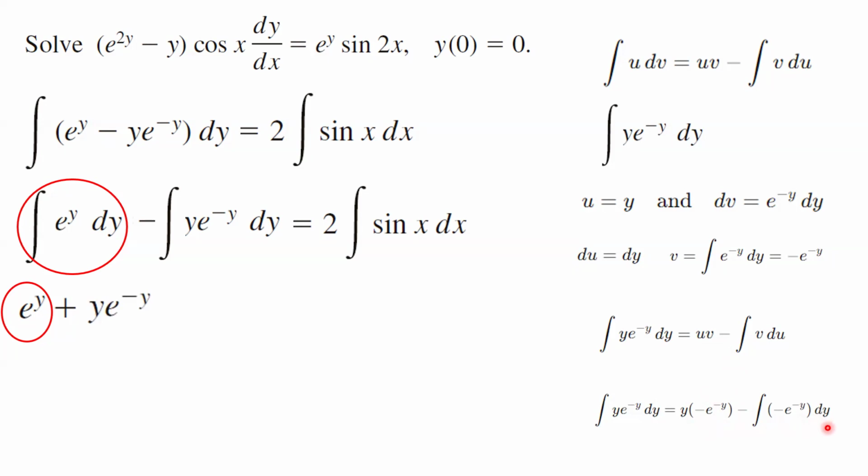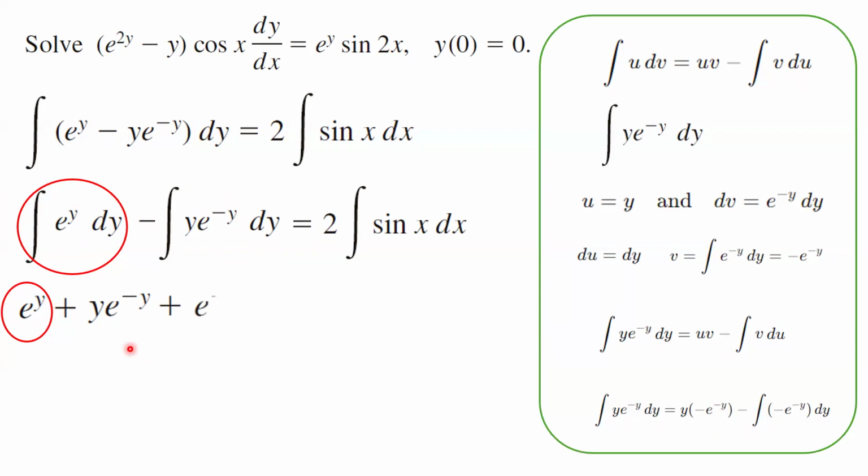So let's go back to our integral itself. The first integral is the integral of e^y dy, which is e^y. And here you have the negative integral of y e^(-y) dy. If you distribute the negative sign, you get y e^(-y) plus e^(-y). And on the right-hand side, you have 2 times the integral of sine x, which is basically negative 2 cosine x plus c.